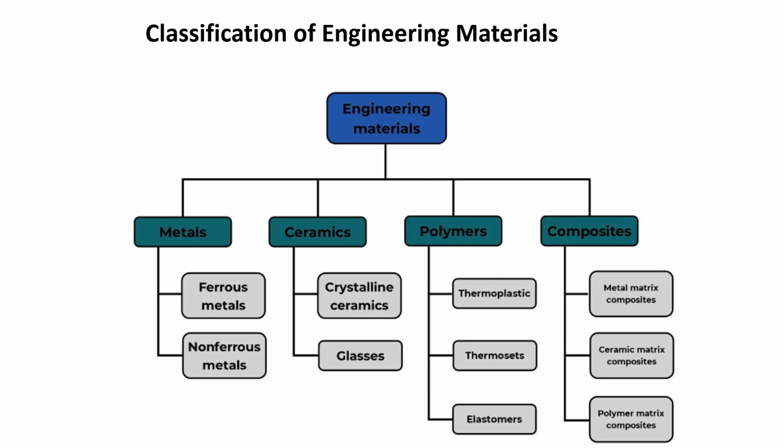Now composite materials. These materials are made up of two or more different materials combined together to create a new material with improved properties. They can be divided into different types: metal matrix type, ceramic matrix type, polymer matrix type, and there are many other types of composites.